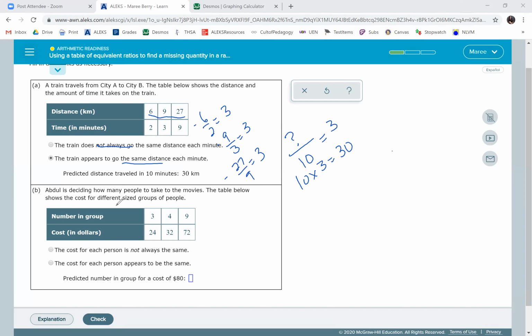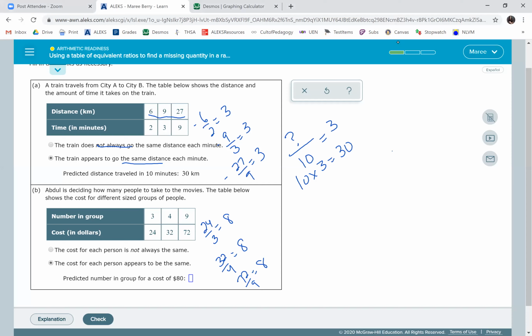Abdul is deciding how many people to take to the movies. The table below shows the cost for different size groups of people. So we're going to do 24 divided by 3, which is 8. 32 divided by 4. It looks like it's $8 a ticket again. 72 divided by, yep, they're all the same. So we're going to put yes, it appears to be the same.